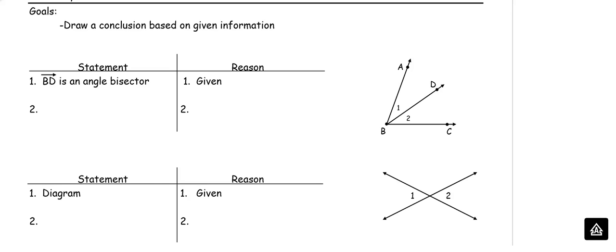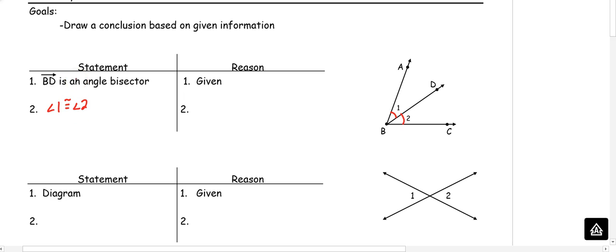This video is about drawing conclusions based on given information. So in the first one, we already have a given statement that BD is an angle bisector. So this ray is an angle bisector of our larger angle ABC, and our reason is that it's given to us. So we need to make a conclusion based on that information. Well, based on that information, if it's an angle bisector, then it's cutting the angle in half, which means that angle 1 is congruent to angle 2.